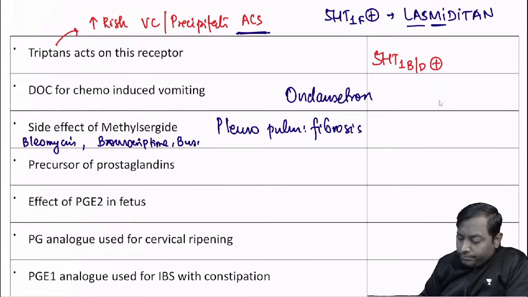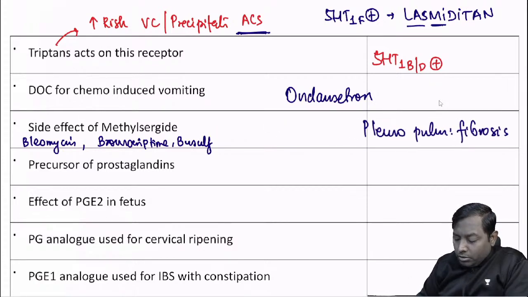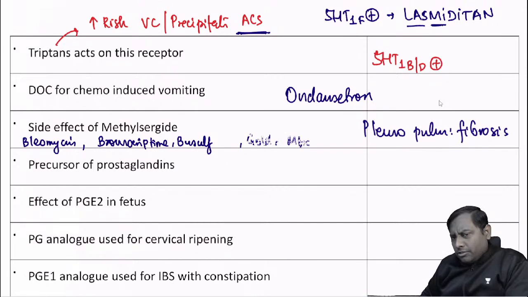This is not the end actually. We have other agents, for example gold, methotrexate, chloramphenicol. They all can cause pulmonary fibrosis. In one examination they asked which of the following does not cause fibrosis, and one option was metformin. Remember, metformin does not cause fibrosis.